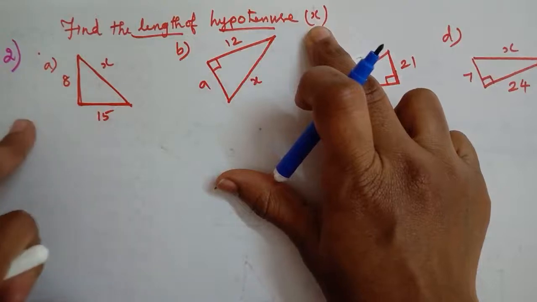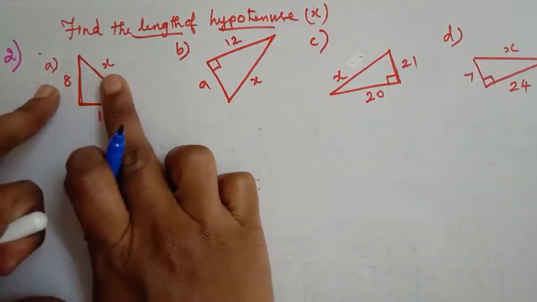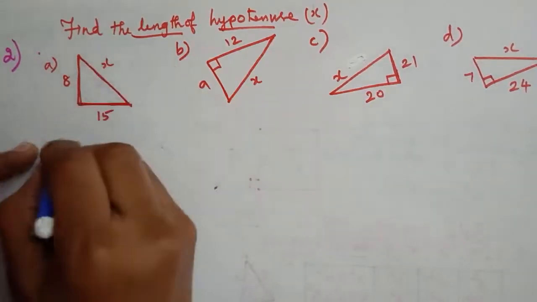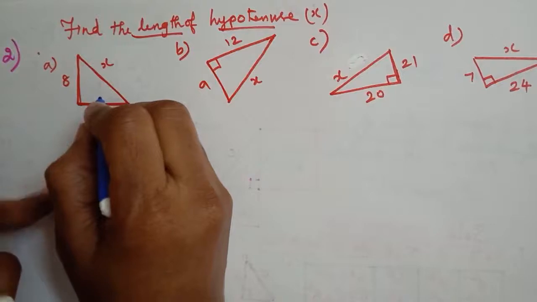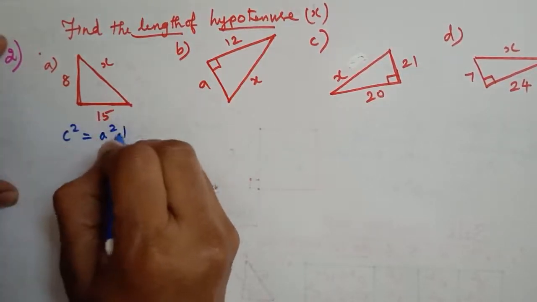Find the length of hypotenuse x. Okay, here in this subdivision we have to find the x value. This is the hypotenuse, so hypotenuse, that means c squared is equal to a squared plus b squared.